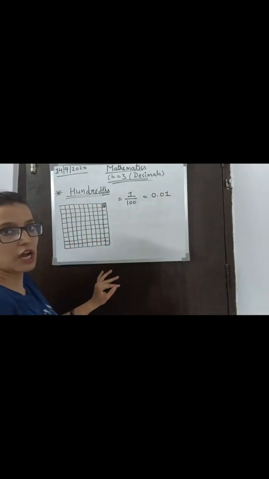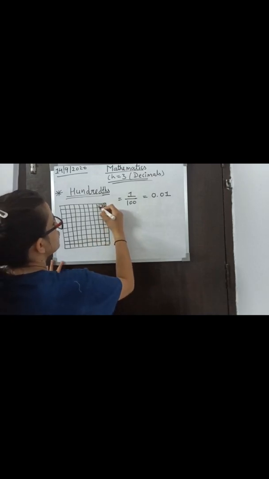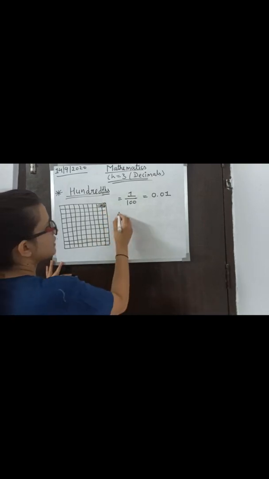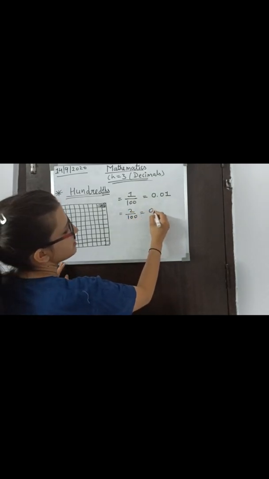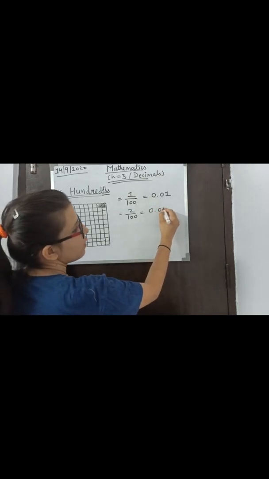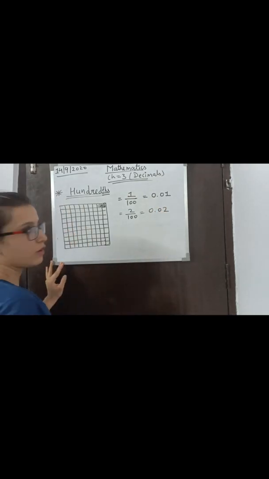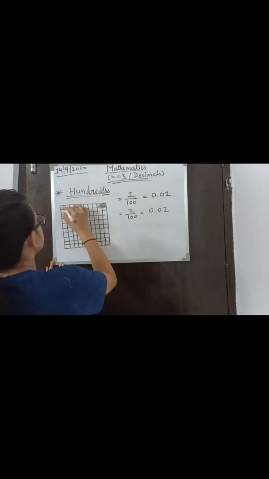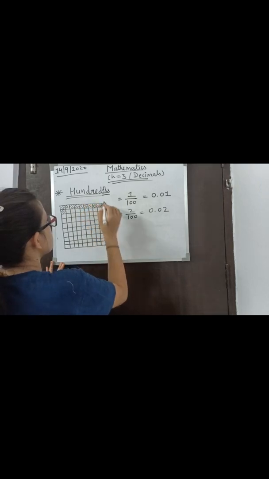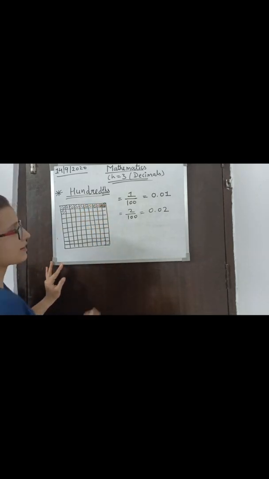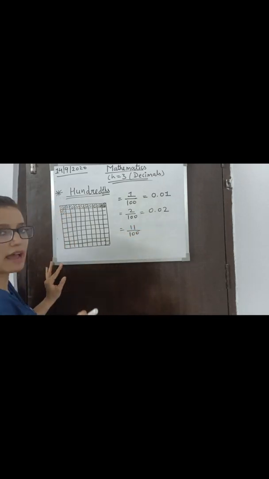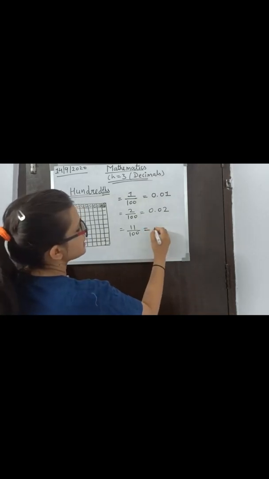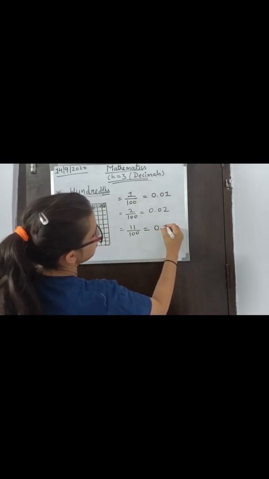0.01. Okay. If I shade 2 boxes out of 100, what will be the fraction? 2 by 100. And in decimal form, we can write 0.02. Okay. If I shade 11 parts out of 100, what will be the answer? In fraction form, we will write 11 by 100, and in decimal form, we will write 0.11.